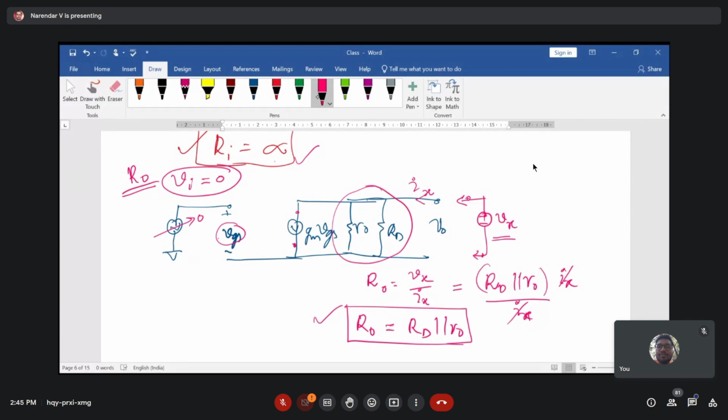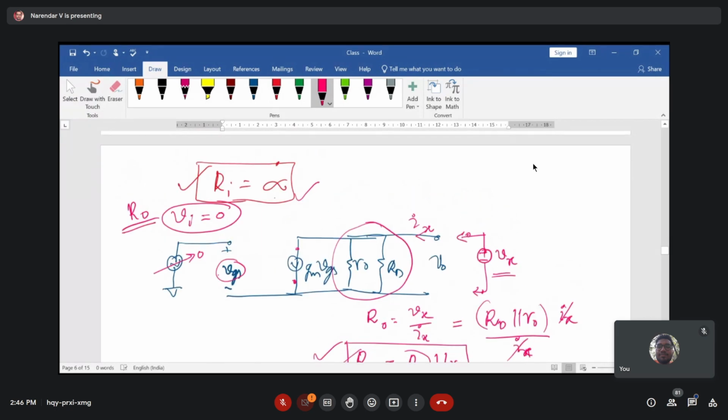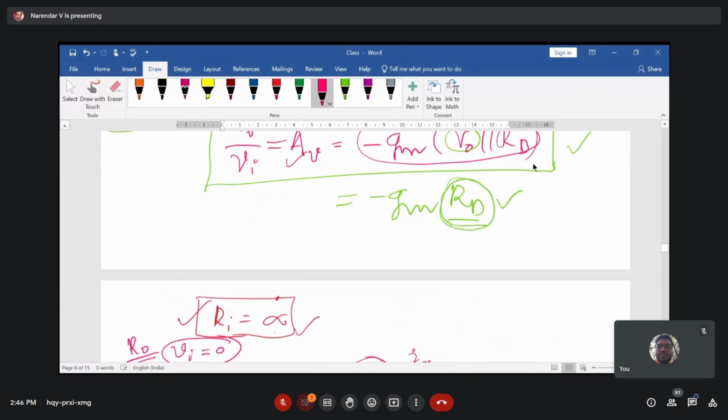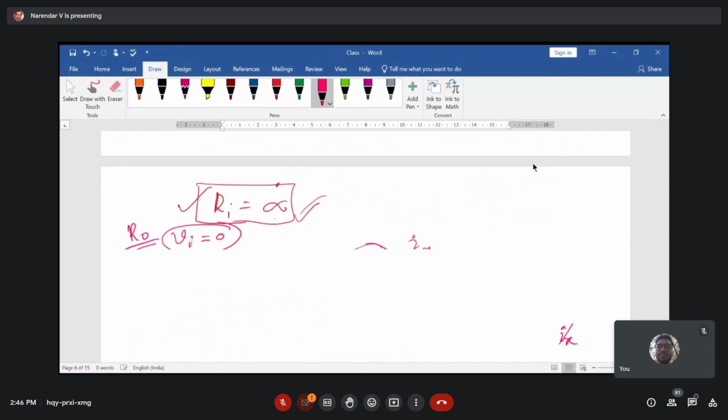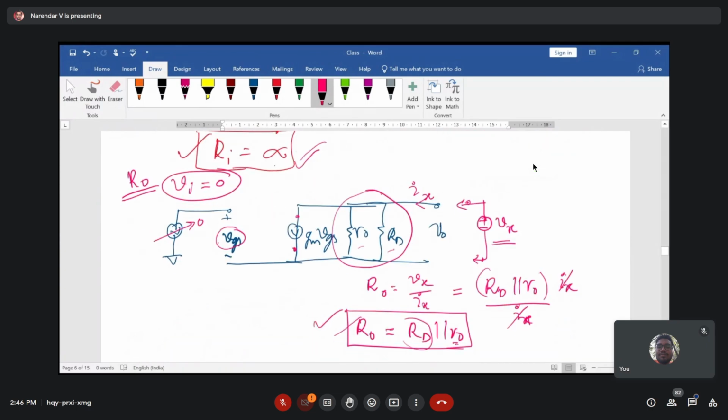If you know the RD value and the R naught value, you can easily calculate the output resistance. Similarly, when you are aware of the GM value, R naught value and RD, you can easily calculate the gain of an amplifier, which is GM times R naught parallel with RD. And input resistance is definitely going to be infinite. With these parameters, you can analyze whether the circuitry is okay for amplification or not.